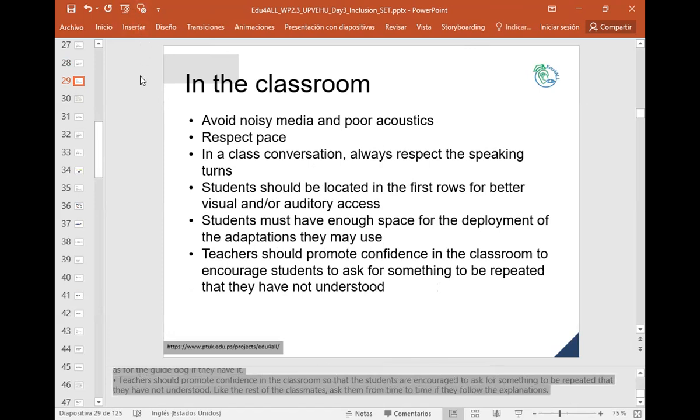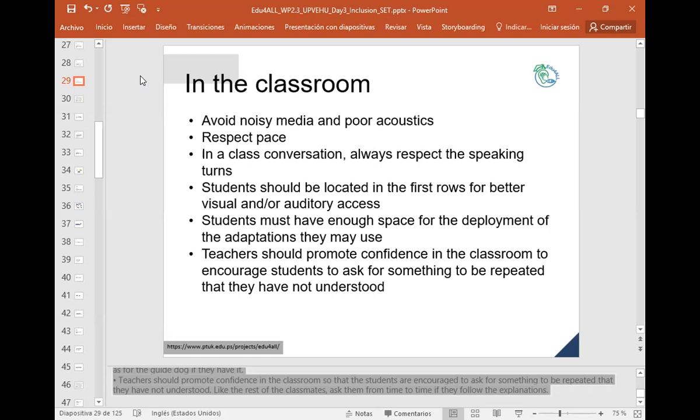In the classroom, in general, avoid noisy media and poor acoustics, as they greatly hinder communication and understanding of the message. Respect his or her pace, giving them time both to make sure they understand the information and to express themselves. In a class conversation, always respect the speaking turns.